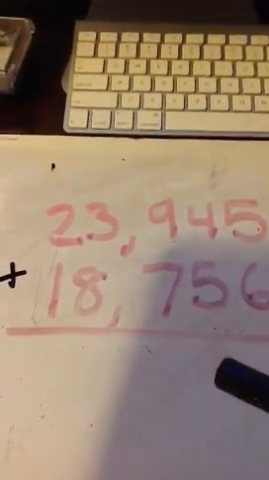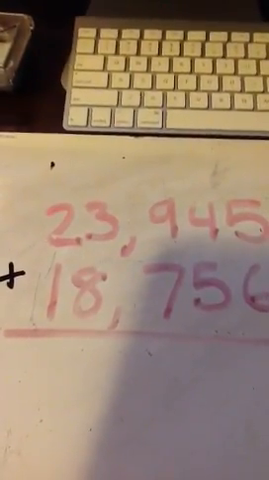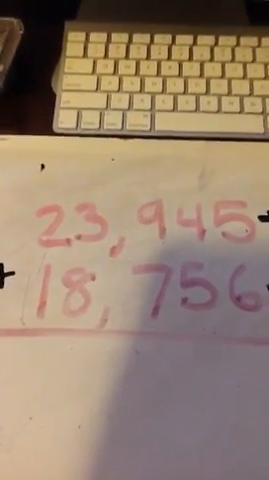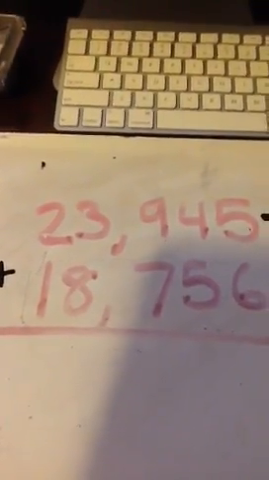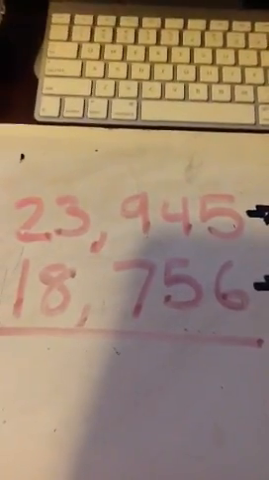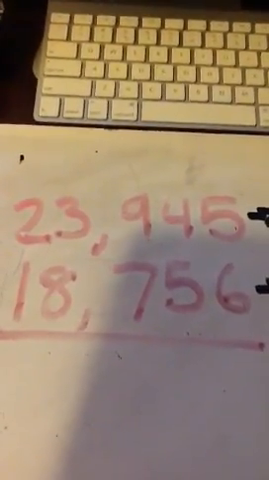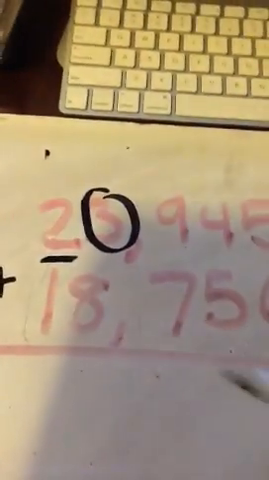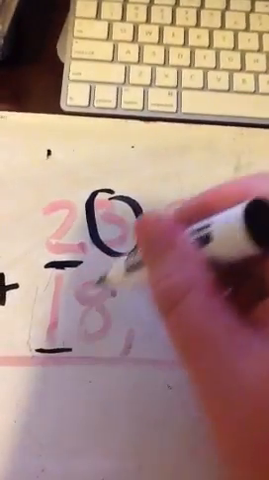So my problem tonight is 23,945 plus 18,756. Before I do the problem, I'm going to show you the estimation, round the numbers, and explain why we want to round. So in this problem I have 23,000 and then I also have 18,000.